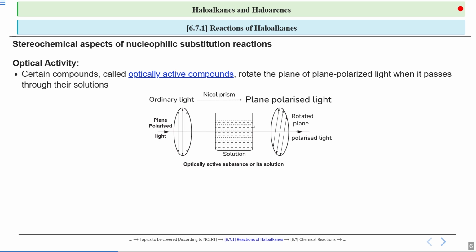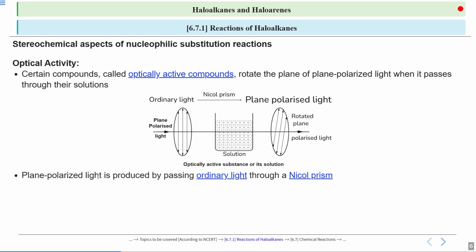So due to the presence of optically active compounds in the solution, when you pass plane polarized light through the solution, its plane is going to be rotated and you will get the rotated plane polarized light. Plane polarized light is produced by passing ordinary light through a Nicol prism.